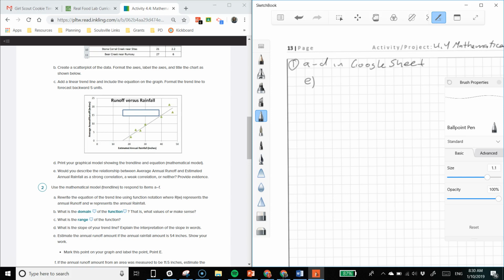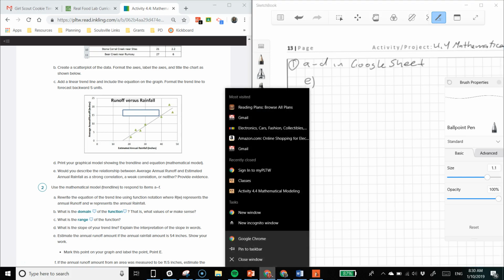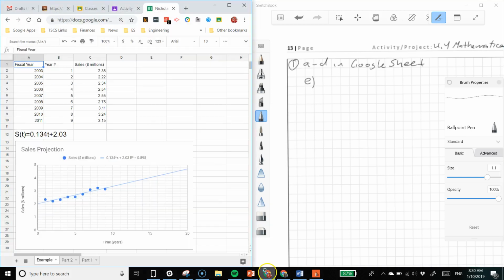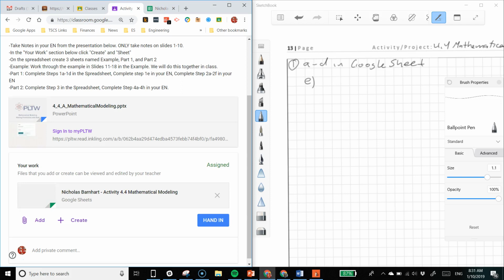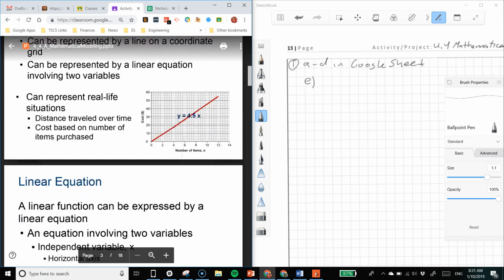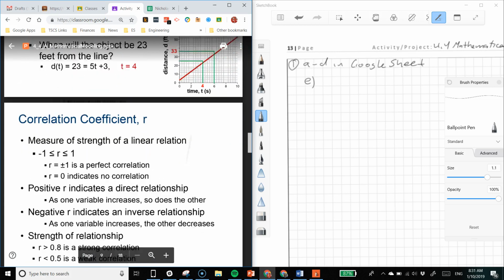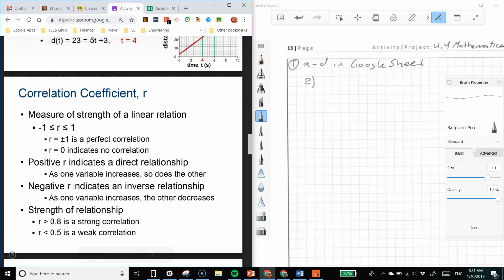And you're going to be answering this for the runoff versus rainfall, but I'm looking at the correlation for our existing data set from here, which is right here. Now, in order to get the correlation, you will need to be looking at the R² value. I'm going to reference where you find this information as well. So if you go back to this PowerPoint, here we go. Here's the correlation coefficient.